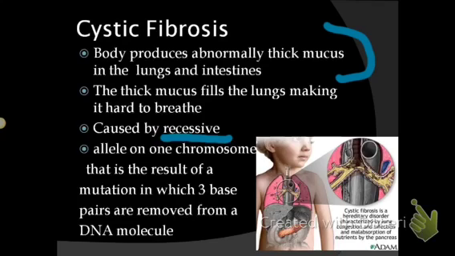Okay? So the genetic disorder itself is the allele. Remember, you know what an allele is. It's either dominant or recessive, and in this case it's recessive, on one chromosome that is a result of the mutation in which 3 base pairs are removed from a DNA molecule. So remember I told you that a gene is a code. So in this case for cystic fibrosis, in the code it's missing the last 3 pairs of the code, and so the body doesn't have the instructions to make the mucus correctly because 3 base pairs are removed from that code.